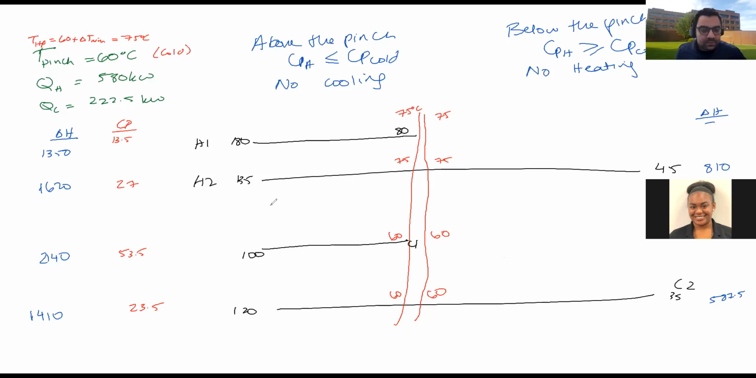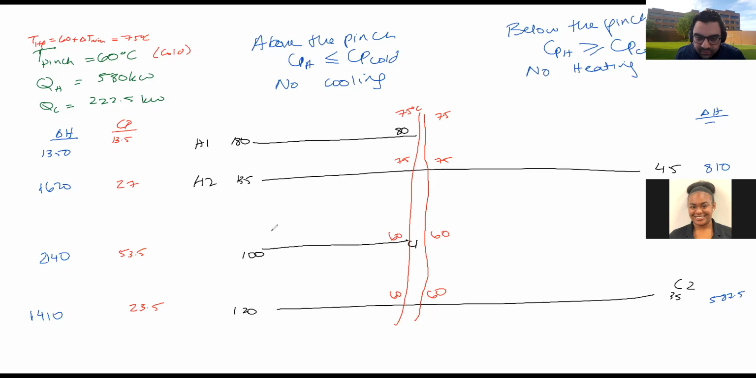Okay, so once we get to this point, we have all the numbers we need. So now let's start matching these streams. I'm going to look above the pinch. Above the pinch here, the rule of this game is CP hot has to be less than CP cold. So I'm going to look at my first hot stream. It has a CP of 13.5. And I'm going to look at the first cold stream. It has a CP of 53.5. Does this rule stand for this match? So 13.5 is less than 53.5. So I can connect these two streams and I can exchange energy between them.